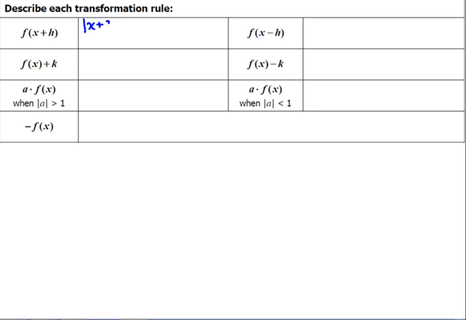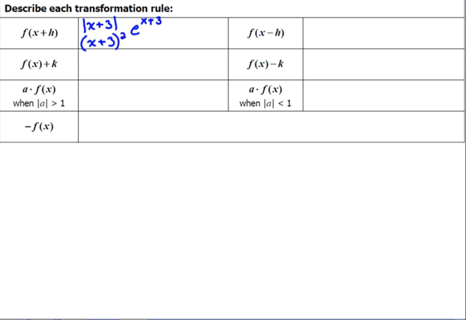This would be something like the absolute value of x plus 3. Or if we were talking about doing this to a quadratic, that would be like x plus 3 squared. Or we've done exponential functions. This would be like e to the x plus 3. We're adding the number to the variable, to the x in the equation.